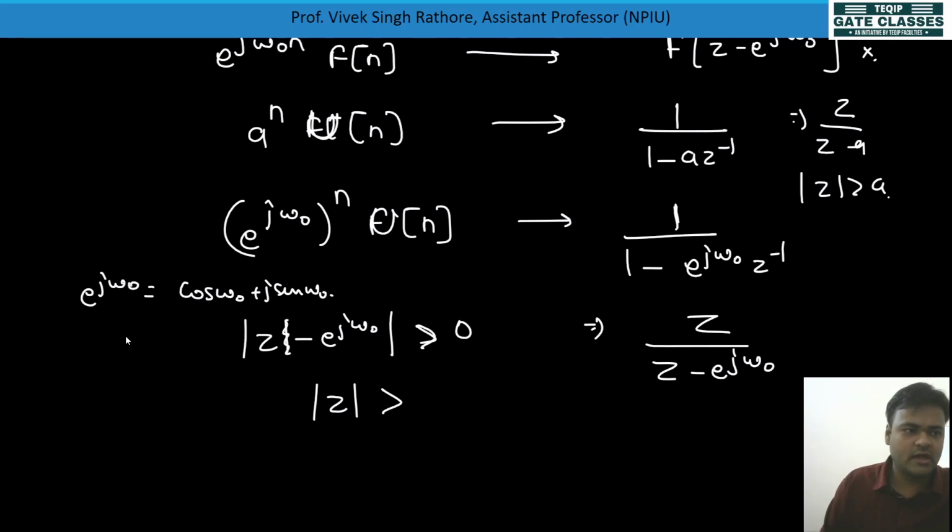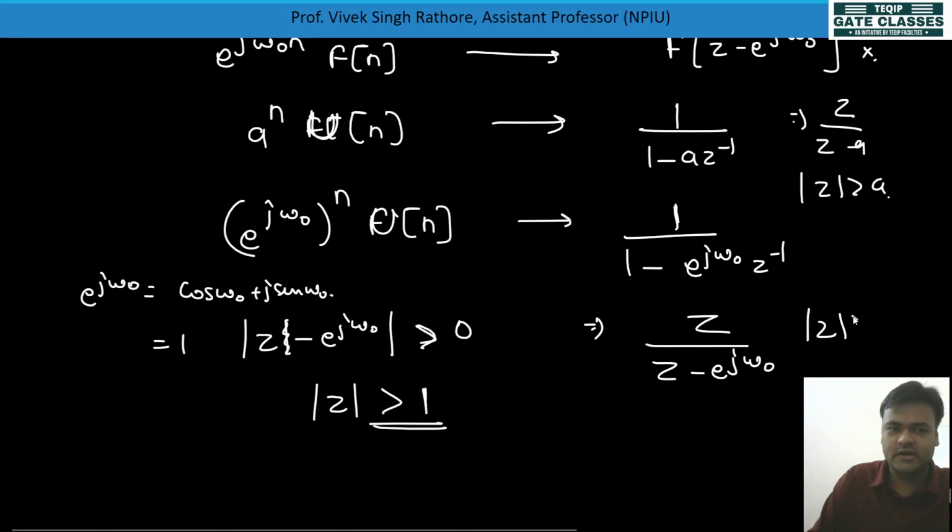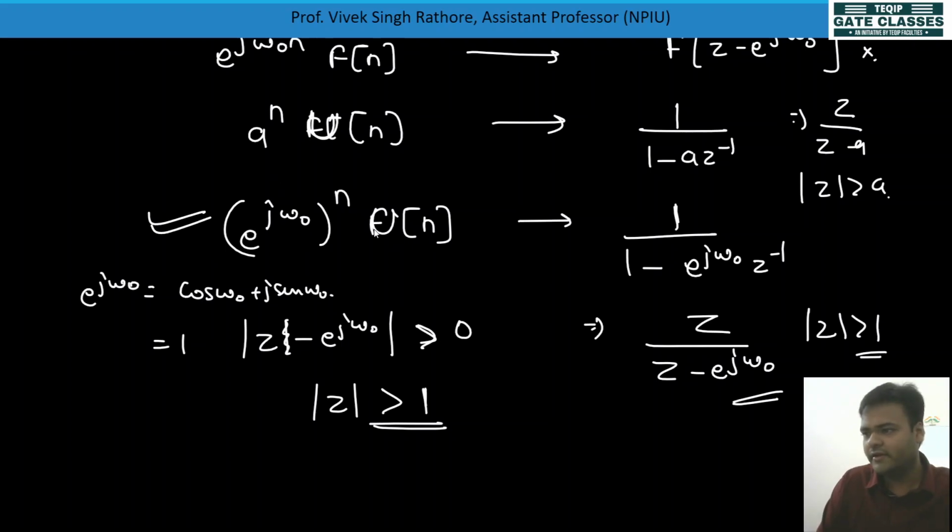So as you know, the modulus of this function will be equal to 1. So we'll take here mod z is greater than 1. So finally what we get here is mod z is greater than 1. Okay, so now you understood that whenever you multiply e to the power j omega 0 n into u of n, you'll get this function.